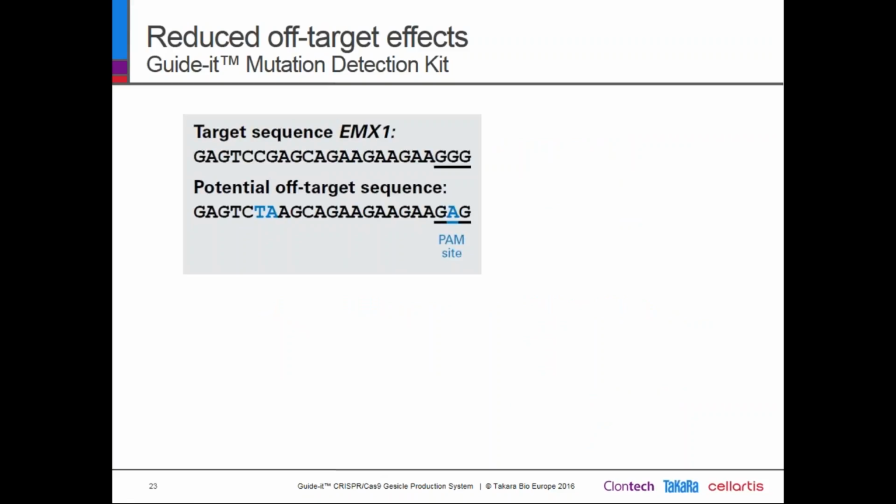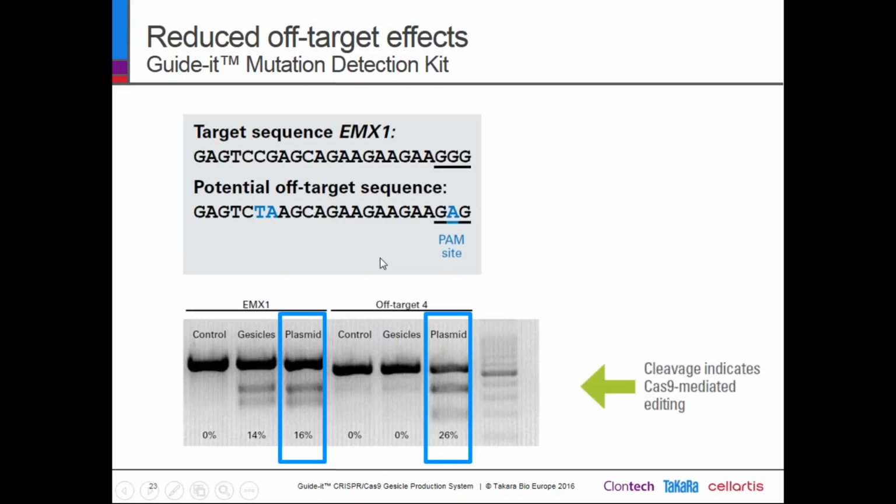Okay, so we used our guided mutation detection kit to assess off-target effects and compared again Gesicle delivery to plasmid delivery. We chose as target gene the EMX1 gene. And you can also see that there's a potential off-target sequence in the genome, which differs only by 3 mismatches compared to the EMX1 site.